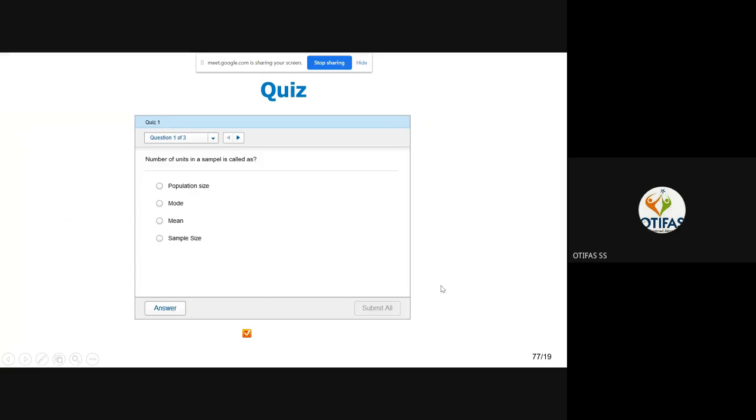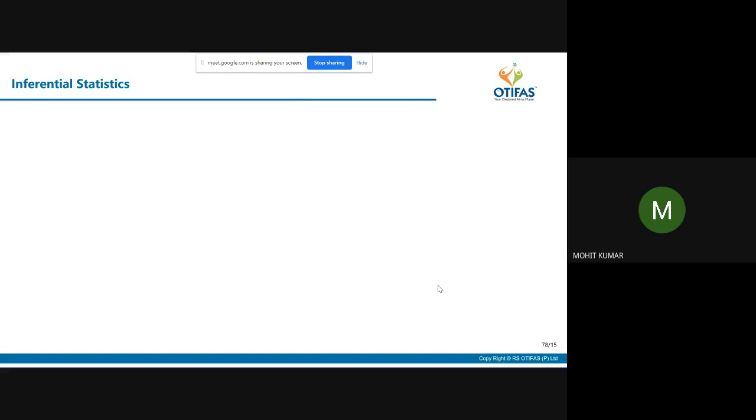The number of units in a sample is called the sample size. So now we understood sampling. Now we'll see what inferential statistics is.